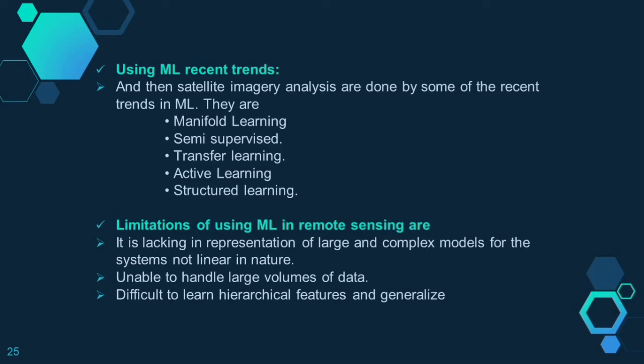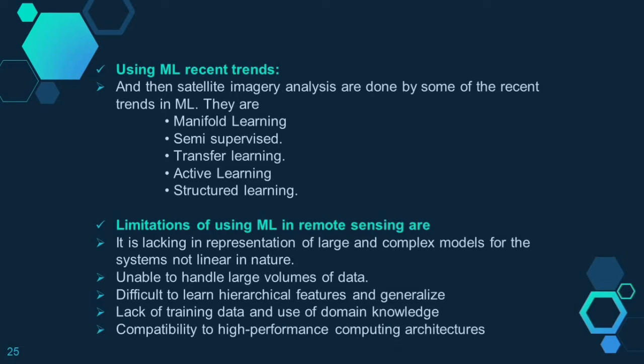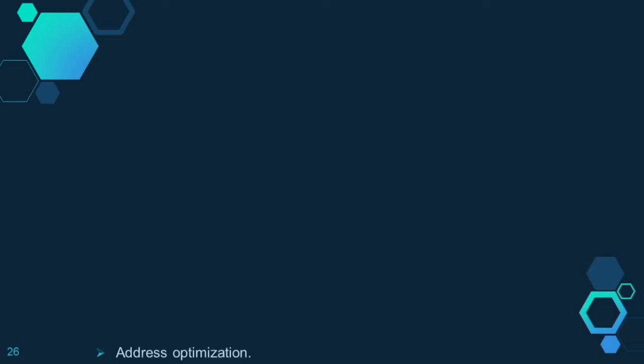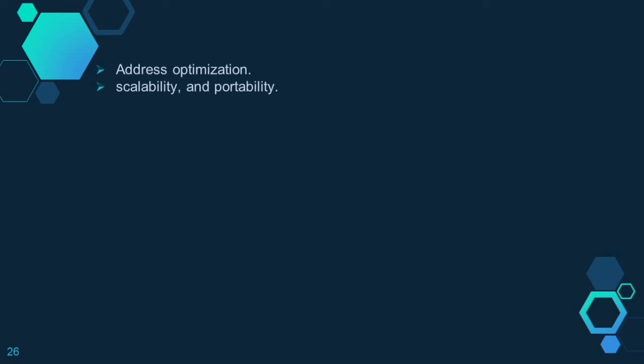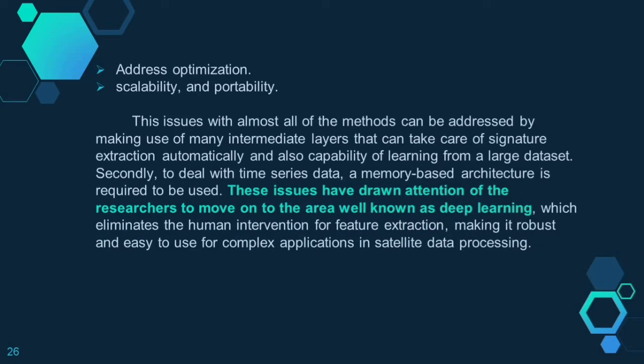It is difficult to learn hierarchical features and generalize, and then there is the lack of training data and use of domain knowledge, compatibility to high performance computing architectures, and accuracy in prediction, forecasting, and classification, address optimization, and then scalability and portability. The issues with almost all the methods can be addressed by making use of the many intermediate layers that can take care of signature extraction automatically, and also the capability of learning from a large data set.